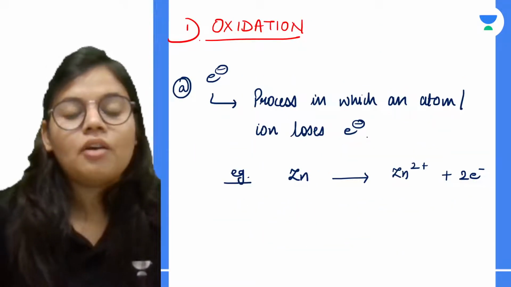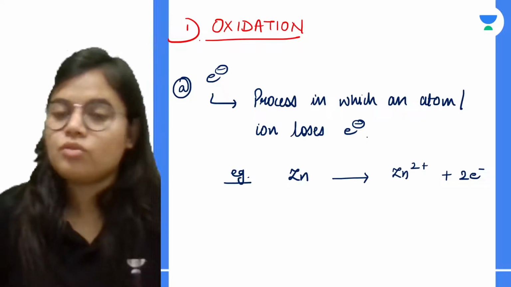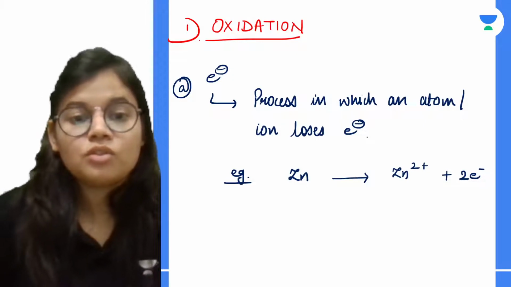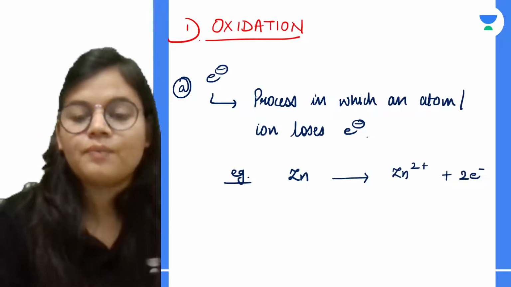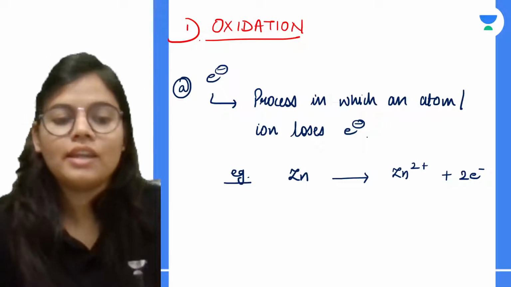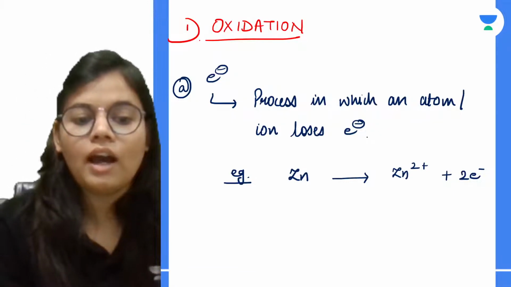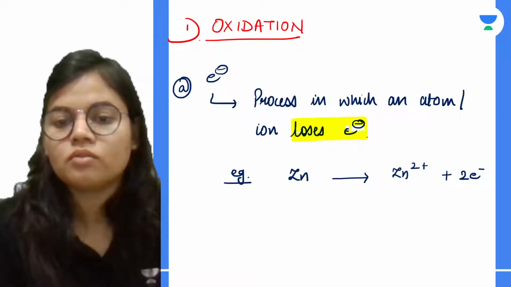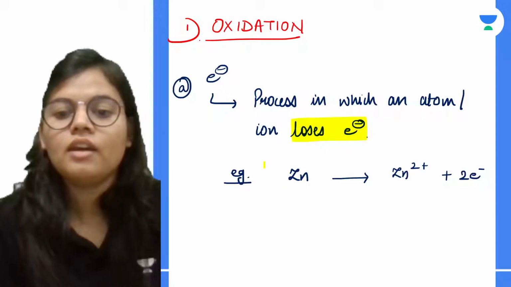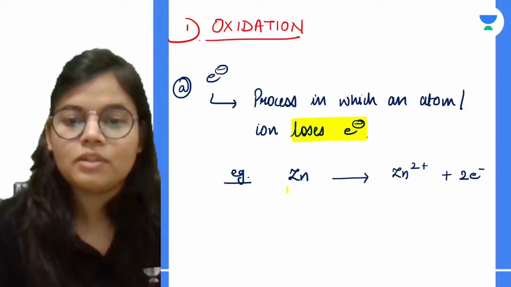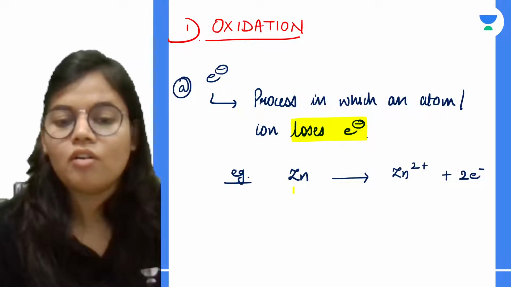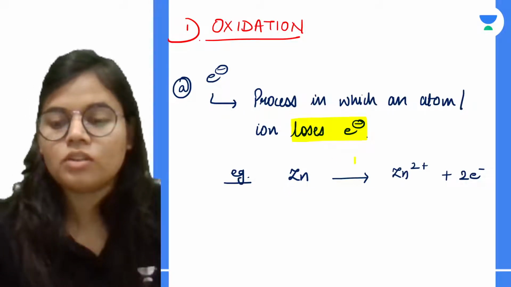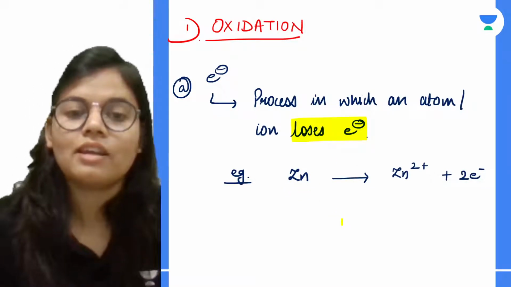So we can give various definitions in terms of electrons, oxygen, electropositive elements, etc. So in terms of electrons, what is the oxidation process? It is the process in which any atom or any ion is losing the electron. Now if I talk about the example, here we have taken an example of zinc. When zinc is losing out its electrons, what is happening? The oxidation is taking place.